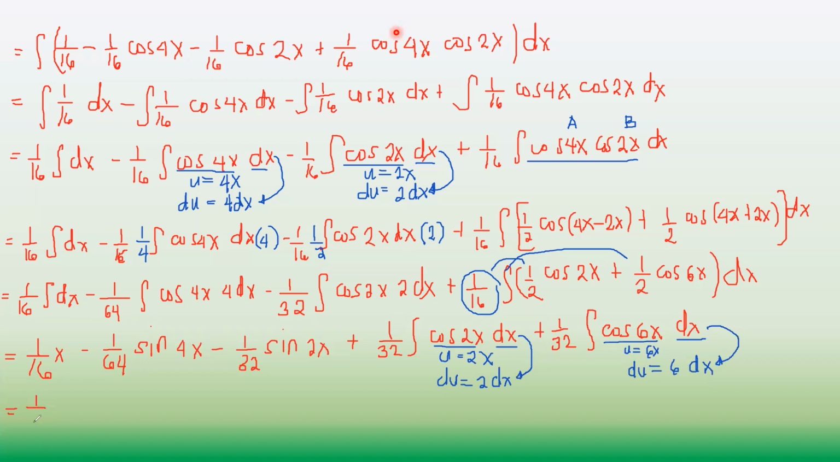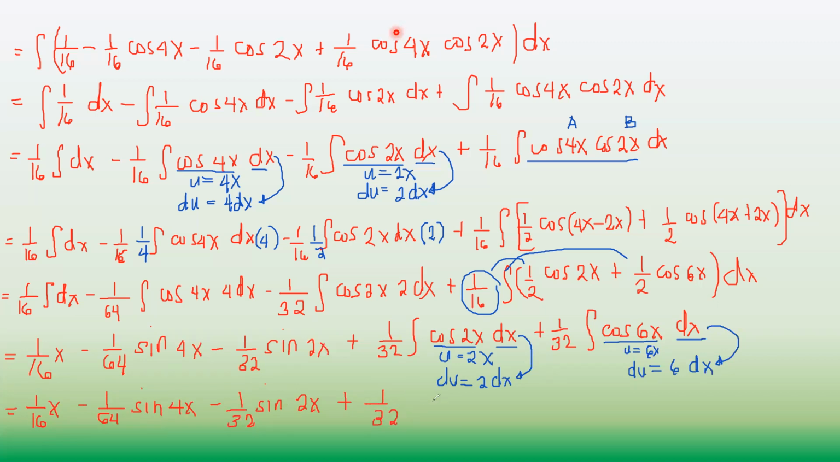1 over 16 x minus 1 over 64 sine 4x minus 1 over 32 sine of 2x plus 1 over 32. Ito na tayo.